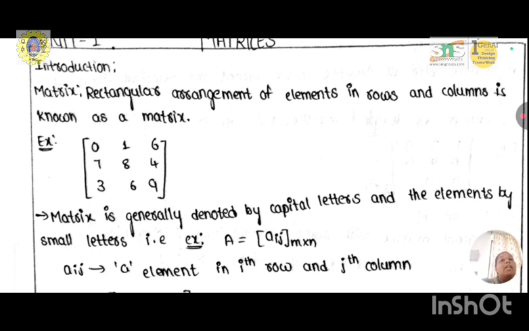For example, capital A equals the set of a small i j, M cross N. M cross N denotes how many rows and columns occur in this matrix, and a i j means the position of the elements presented in the matrix. So A11 means the position of the first row with first column, and A23 or A32 means the second row with third column and the third row with second column, like that.